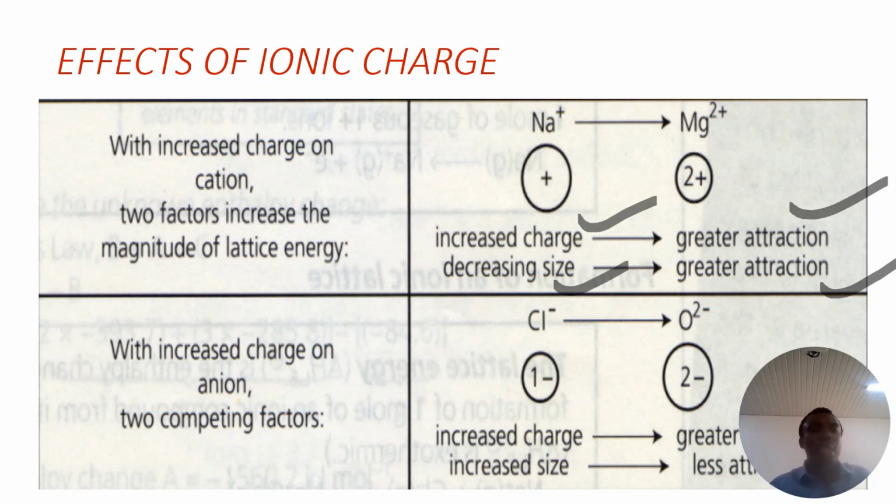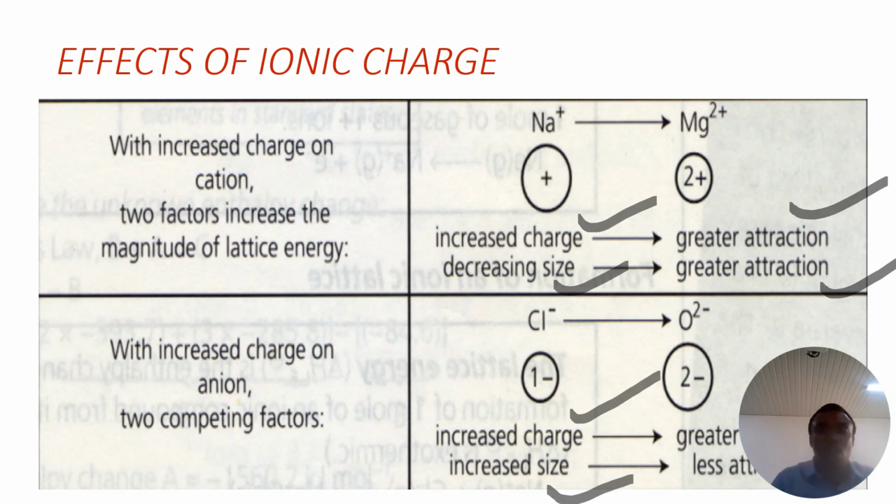Now, with increased charge on an anion, two competing factors come into play. Increased charge means greater attraction and more exothermic lattice energy. Increased size means less attraction and less exothermic lattice energy. So it's as simple as ABC. The two major factors that affect lattice energy are the ionic charge and the ionic size.